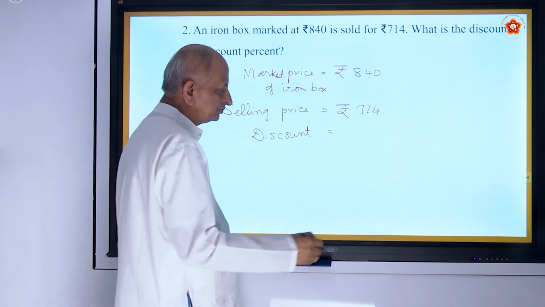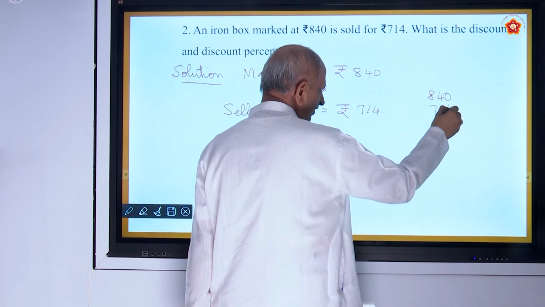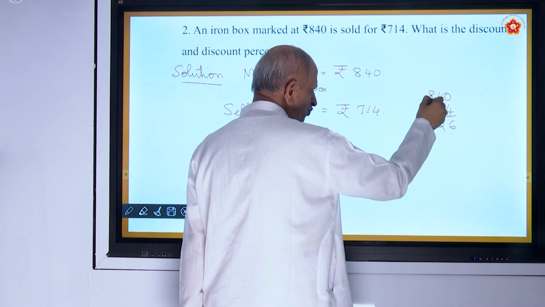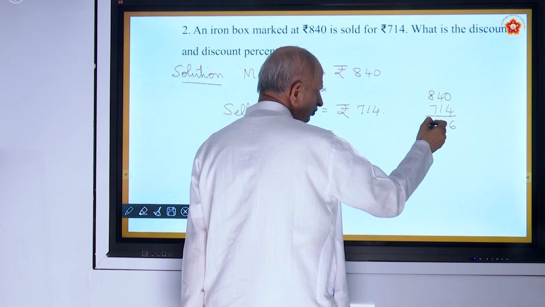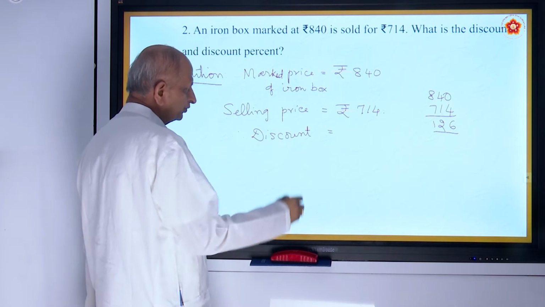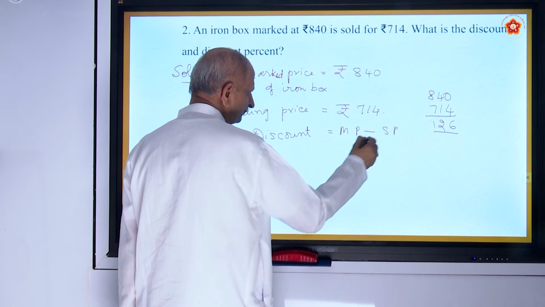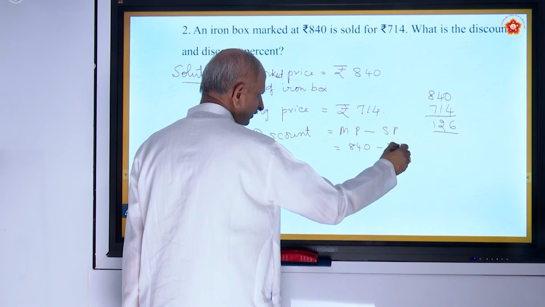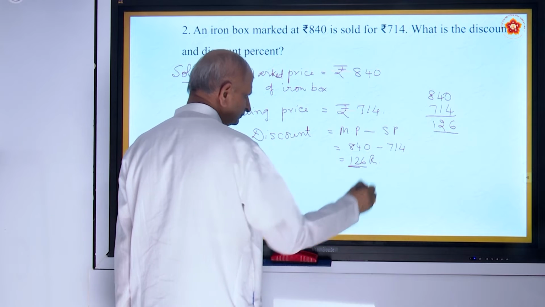How to find the discount? Market price is 840, selling price is 714. 10 minus 4 is 6, 3 minus 1 is 2, 8 minus 7 is 1, so 126. So, what do you write here? MP minus SP. MP is 840, SP is 714, that is equal to 126 rupees. So, that is the discount.